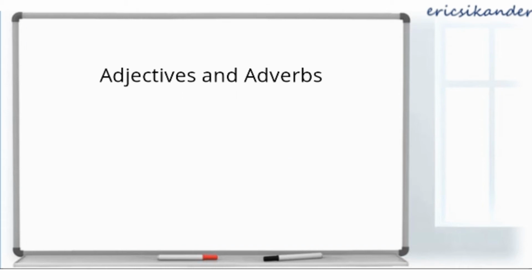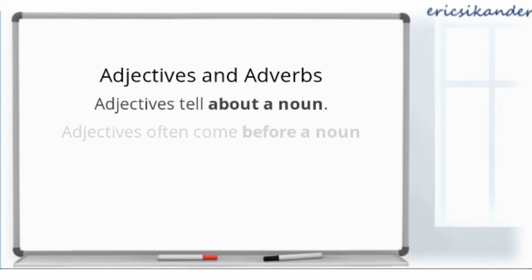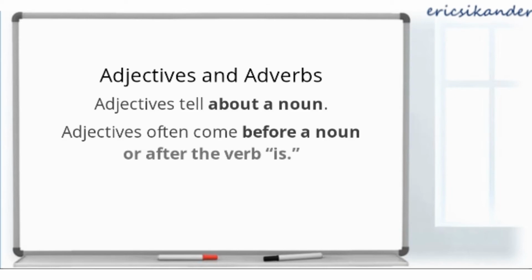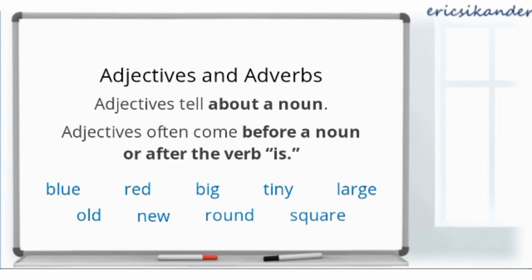Now, I want to tell you about adjectives and adverbs. Adjectives tell about a noun. Adjectives often come before a noun. They can also come after the verb is. An adjective can tell how something looks. What color is it? It can be a color like blue or red. How big is it? Words like big, tiny, or large are adjectives. How old is it? Words like old and new are adjectives. What shape is it? Round and square are adjectives too.